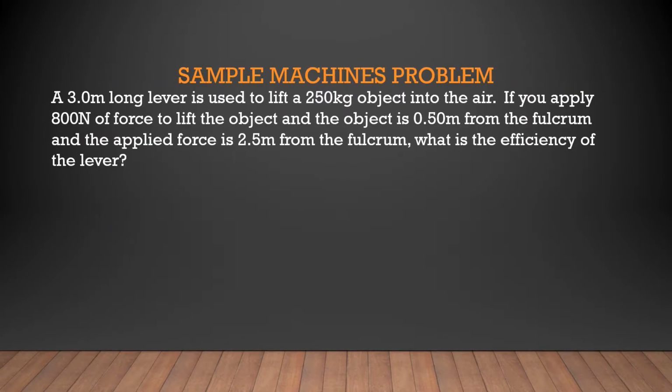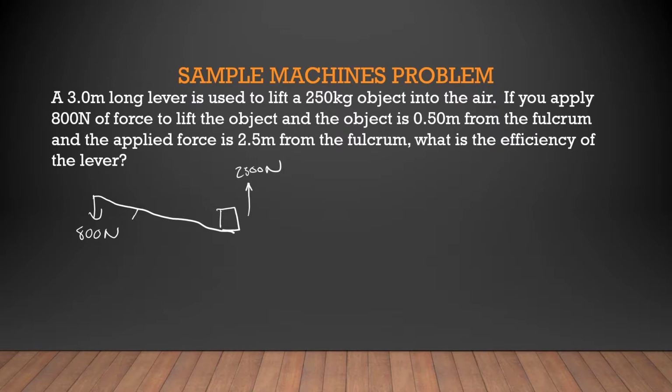So how can we test this out in a couple problems? Let's do it real quick. We have a 3-meter long lever here used to lift a 250 kilogram object. So this is 250 kilograms, which means it has a downward force of 2,500 newtons, or lift up into the air. We're going to apply 800 newtons worth of force downwards, which will in turn apply 2,500 newtons worth of force upwards to lift our object.